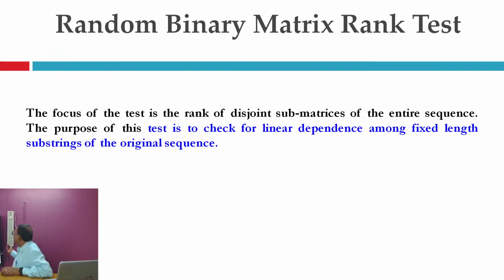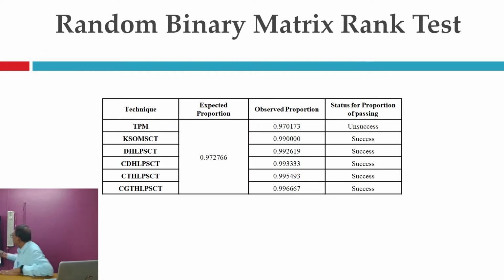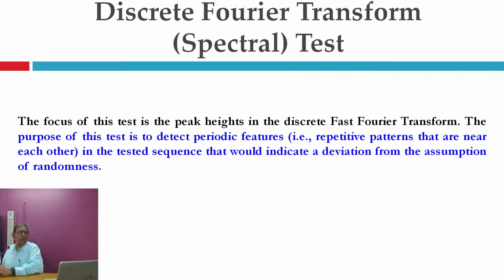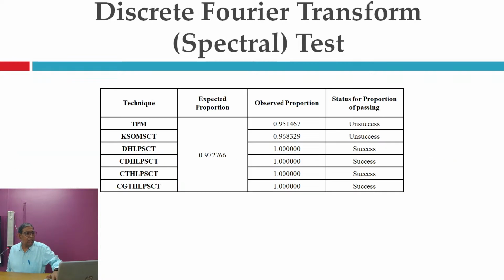Then the random binary matrix rank test, another test prescribed by the NIST, and in this condition the tree parity machine is unsuccessful, but the other 5 networks are successful in my test bed condition. Then go for the discrete Fourier transform, which is called the spectral test. Here also the tree parity machine and SOM network are unsuccessful. At the beginning I was talking about the SOM. This is a very difficult, very sensitive network. It's very difficult to use for neural computing.